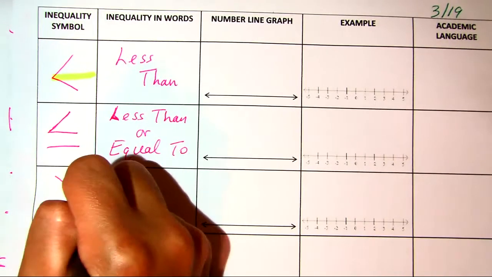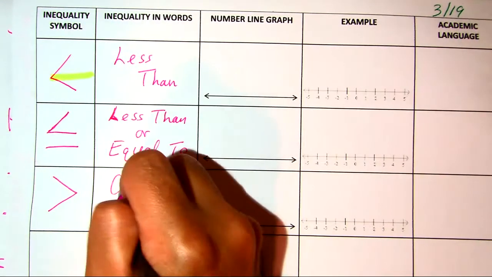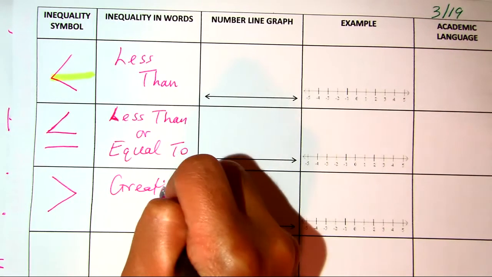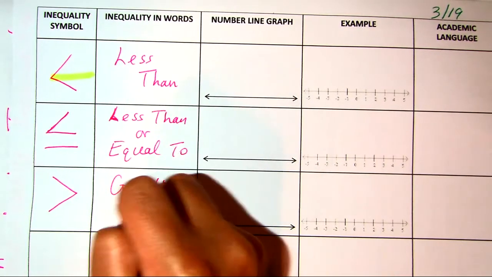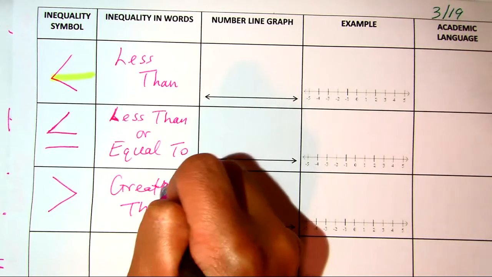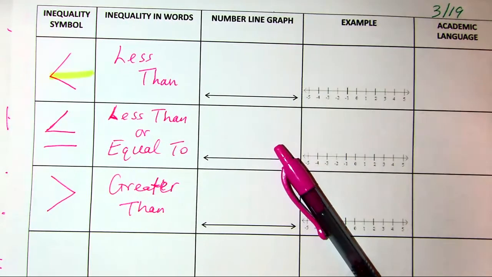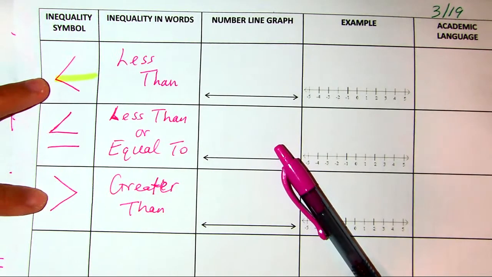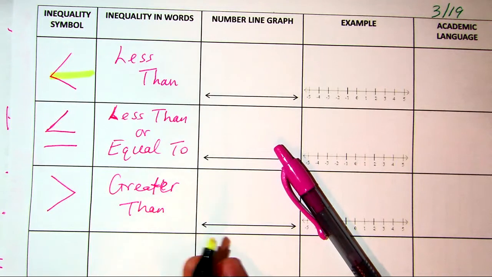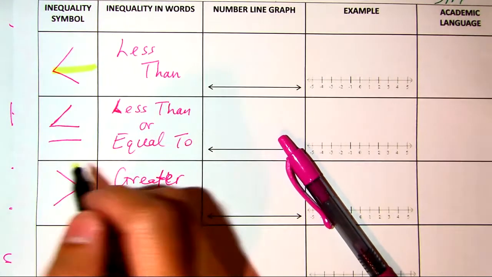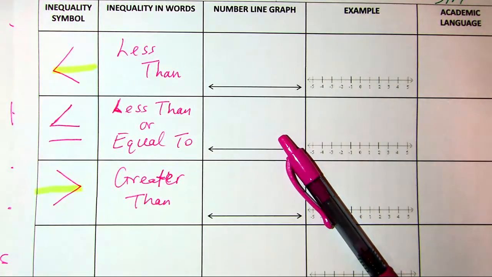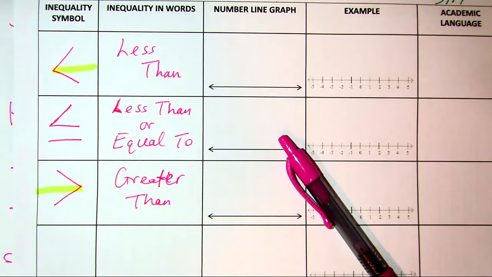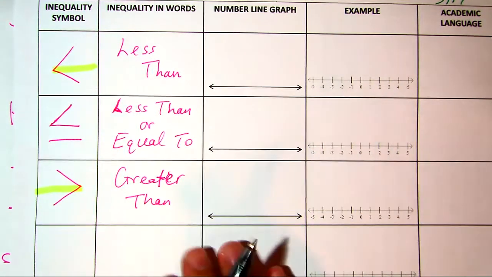Next one is greater than. Similar to before, students tend to mix these two. One way to make sure we don't mix them up is to consider an arrow. It's going to the right, therefore it can be greater, therefore it is greater than.